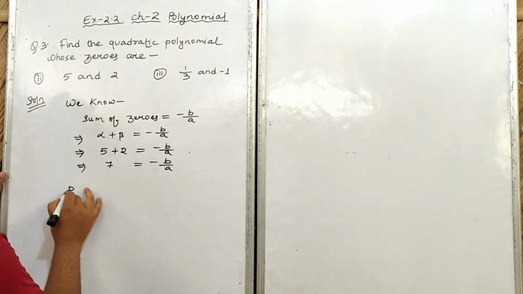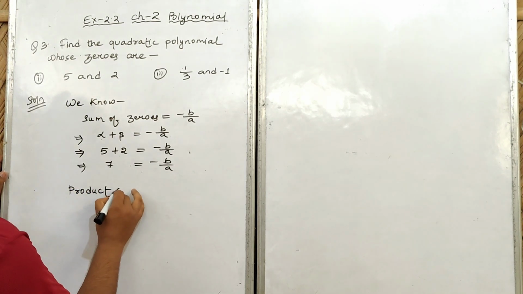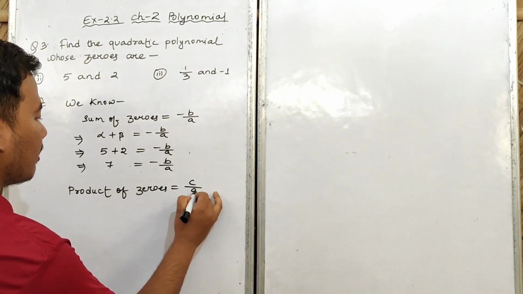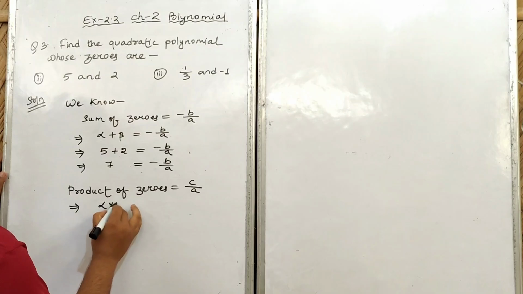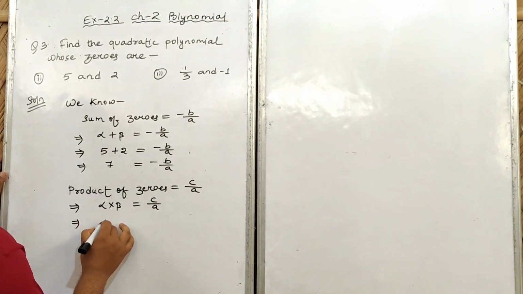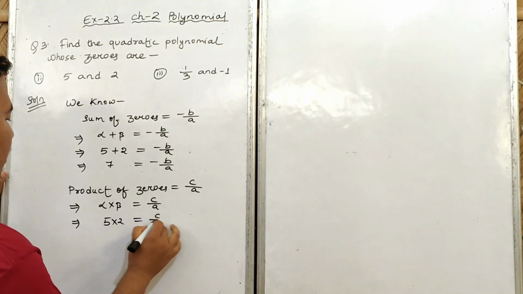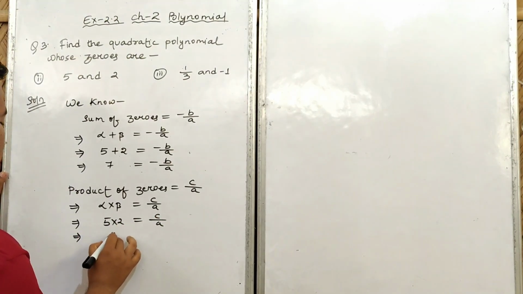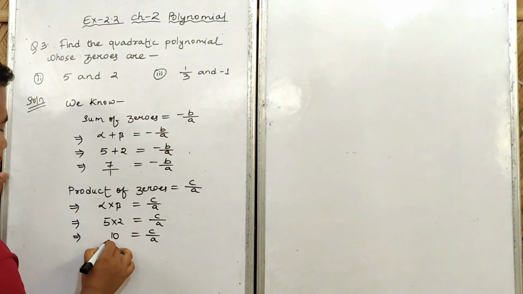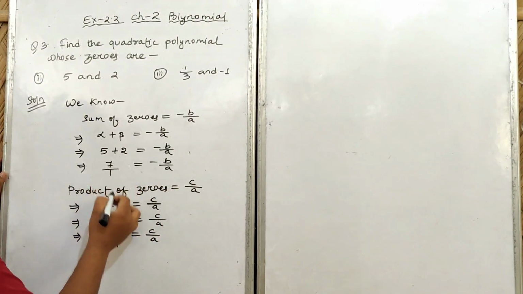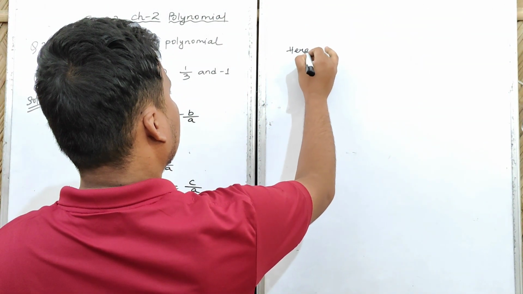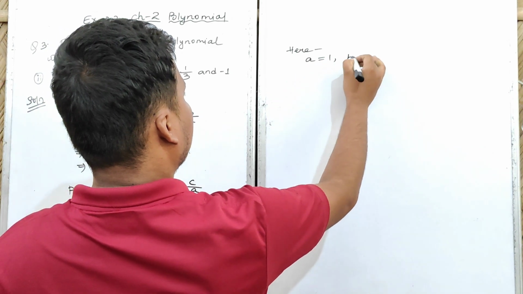Now similarly go for product of zeros. Product of zeros formula is what, c by a. So product of zeros formula क्या था, alpha into beta equal to c by a. So alpha is how much, 5, beta is 2, to c by a. Now 5 2 से कितना होगा, 10 equal to c by a. If you compare a value, तो कुछ नहीं, मतलब क्या होगा, नीचे 1 होगा. If you compare a value, 1, already it is matching. So लिख लो. So here a equal to 1.